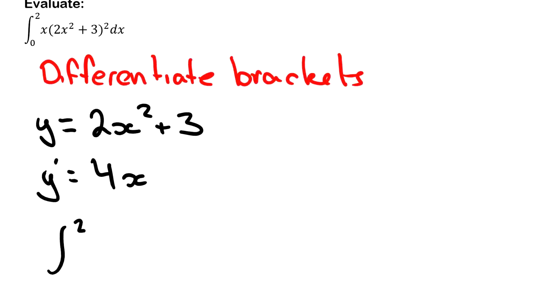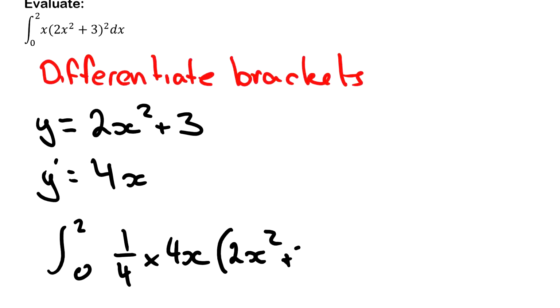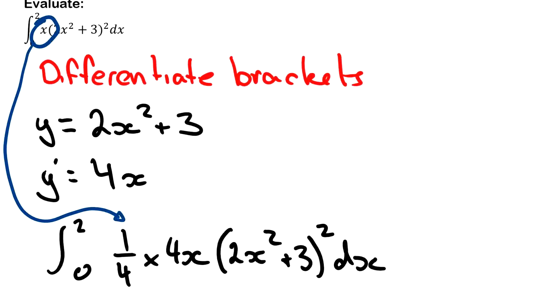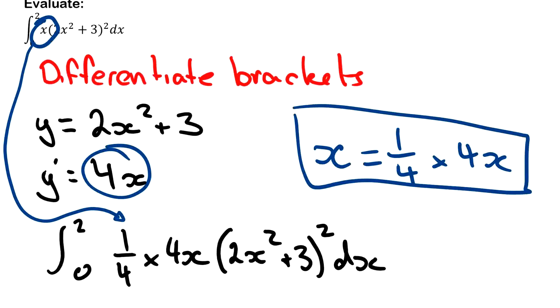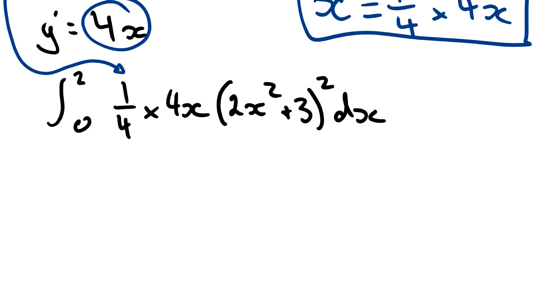So what I'm going to do here is we go 1 over 4 times 4x, bracket 2x squared plus 3 squared dx. So that x here has been converted to this here. So x is going to equal 1 over 4 times 4x. Because we needed that differentiated, we needed this here out the front somewhere so we can use the formula. So we forcibly had to alter it, and we did that by changing x to 1 over 4 times 4x because they're the same thing.